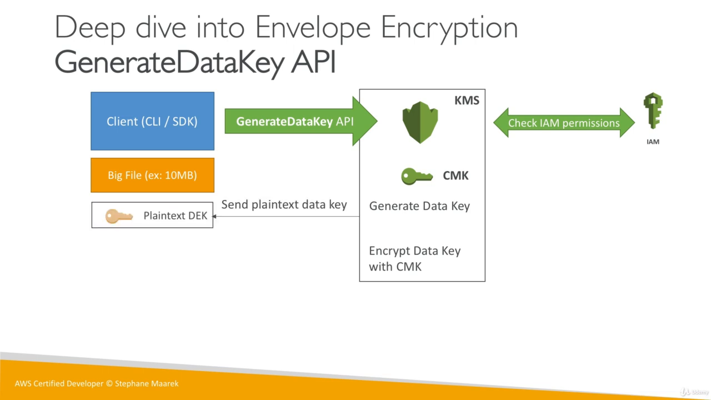The data key itself is plain text and it's sent back straight to the client. So now the client has the plain text data key that was created by KMS. And it will also send back the encrypted data key. So we have the plain text data key and the encrypted data key. We'll see the use case of all of them very soon.